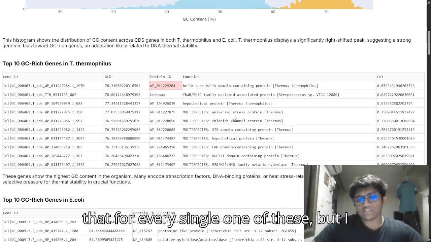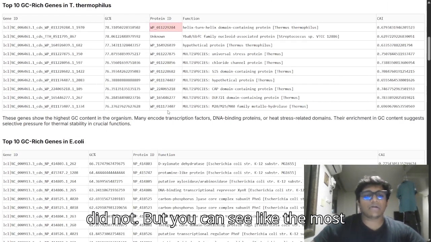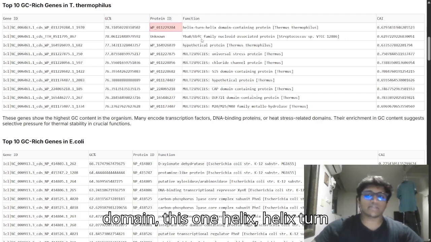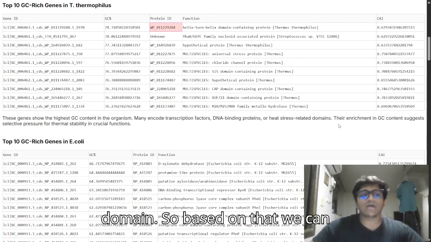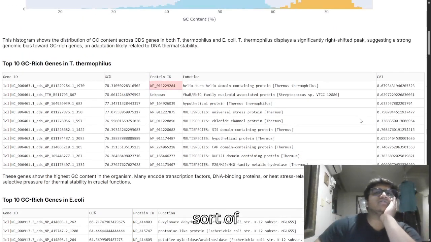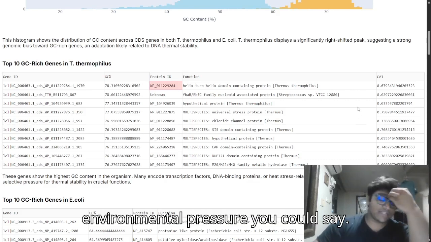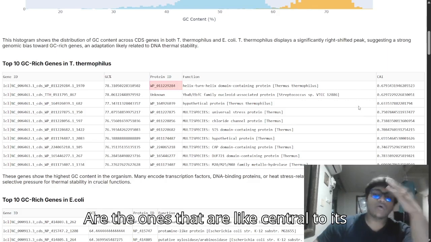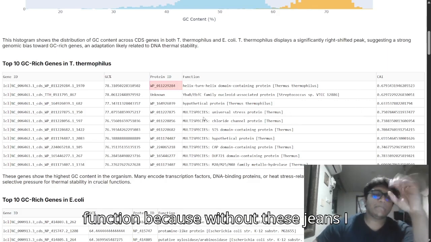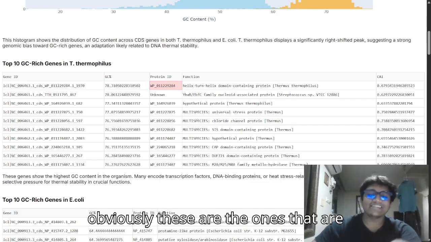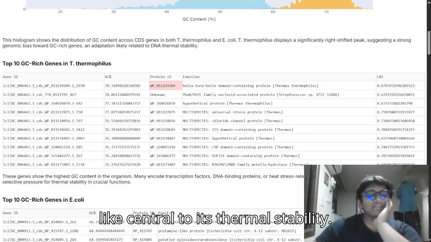We can do that for every single one of these, but I did not. But you can see most of them are transcription factors, DNA binding proteins, heat stress related domains, like this one, the helix-turn domain. So based on that, we can infer that the GC rich genes, because of the environmental pressure, are the ones that are central to its function. Because without these genes, I don't think it would be heat stable. I mean, it's not like I don't think. Obviously, these are the ones that are central to its thermal stability.